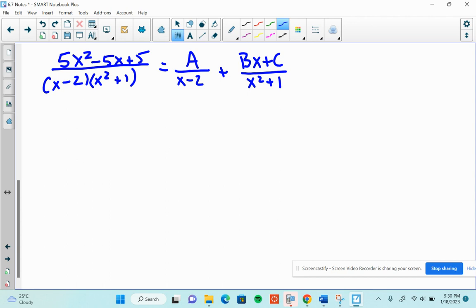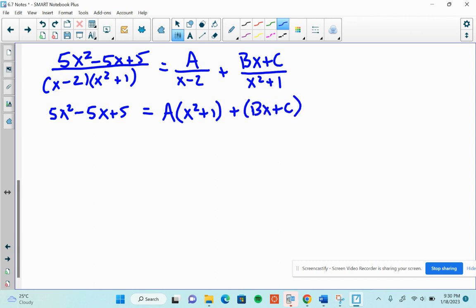So we're going to multiply and clear denominators. So we're going to multiply both sides by a factor of x minus 2 and a factor of x squared plus 1. So on the left, we just get the numerator. On the right, we have this. Parentheses have to be there. It has to be that bx plus c times the x, whoops, not the x squared, the x minus 2. Because the x squared plus 1 will cancel.